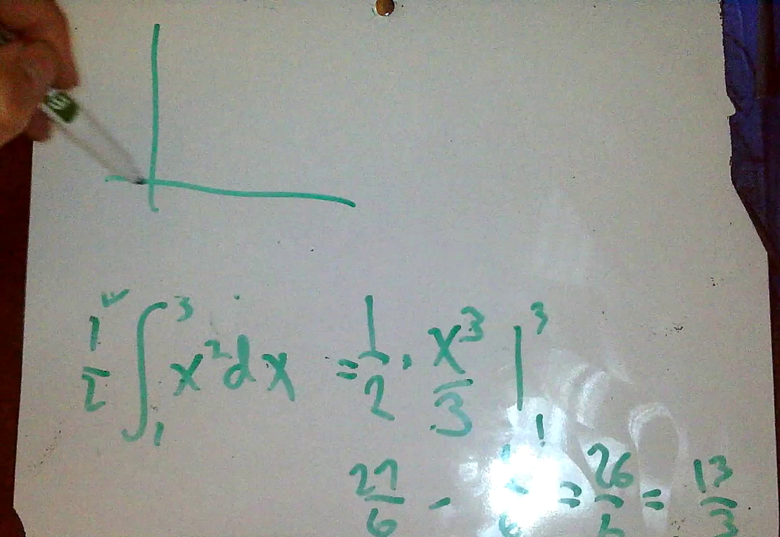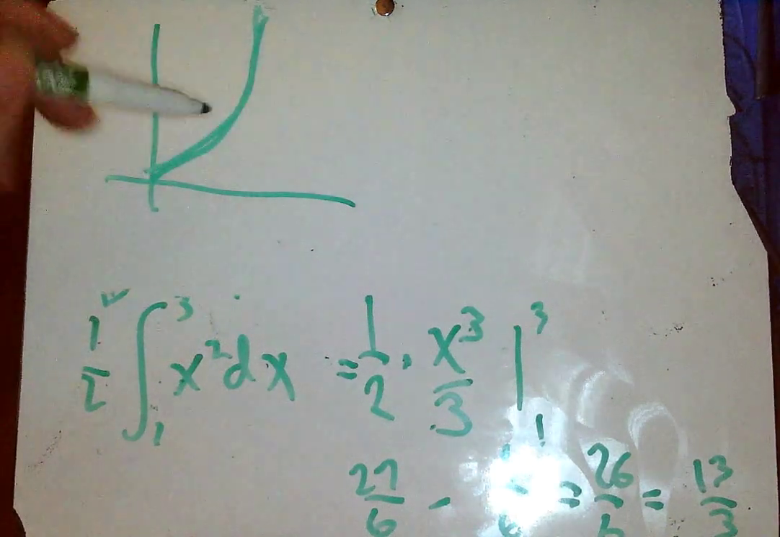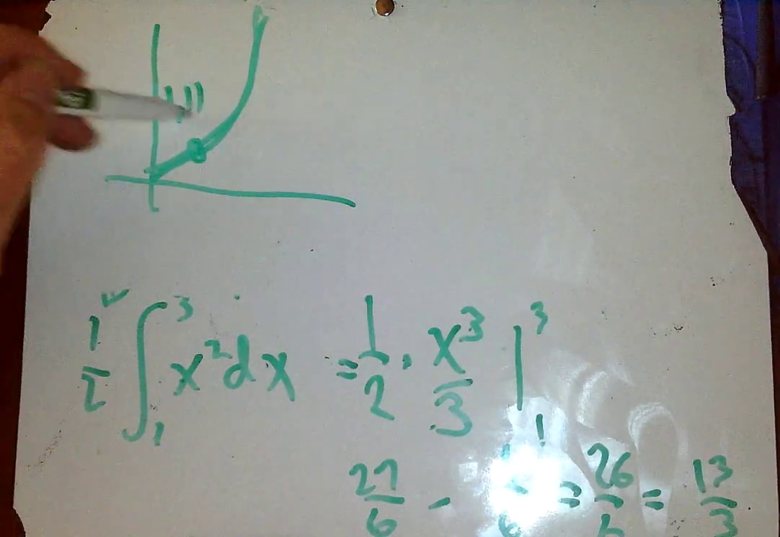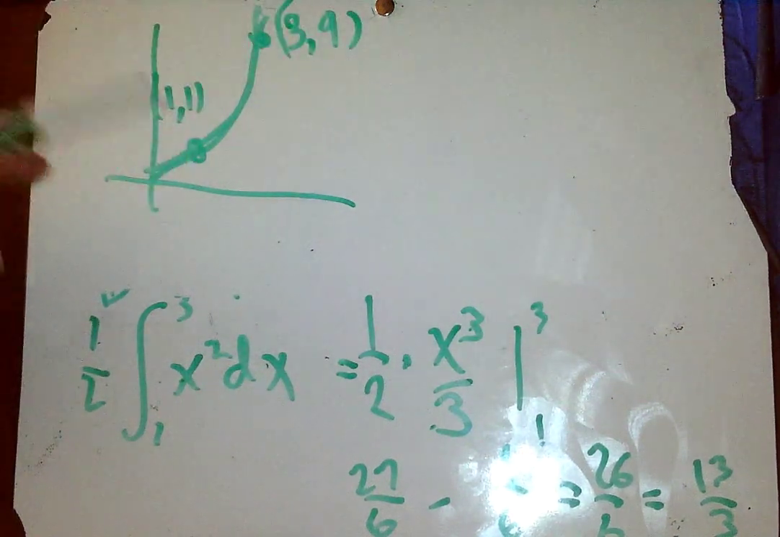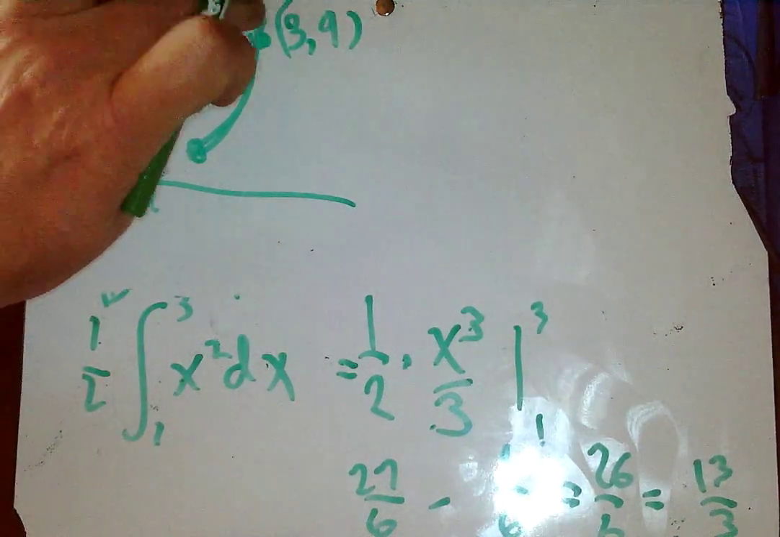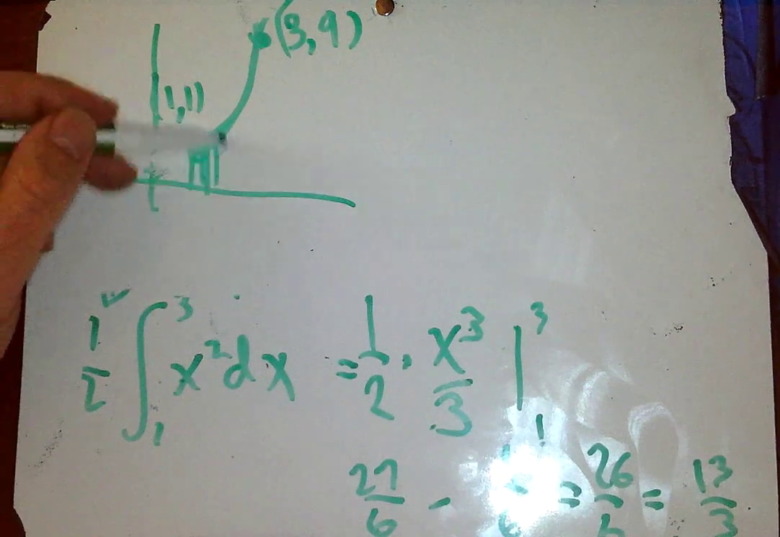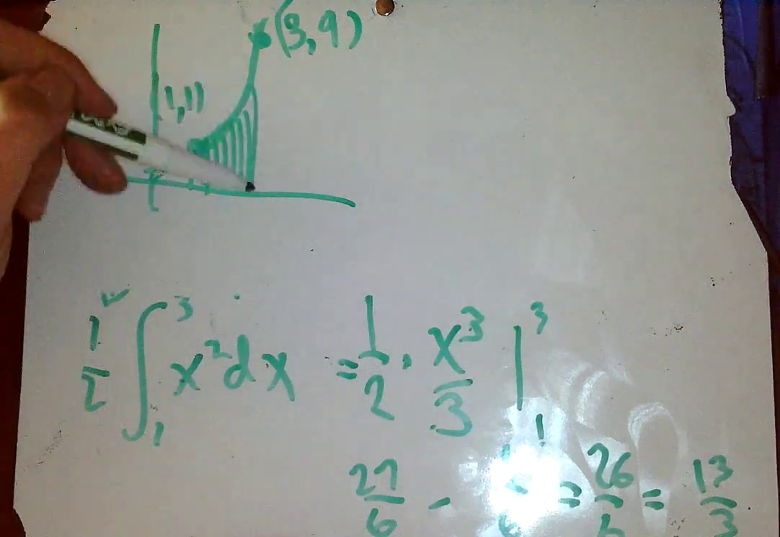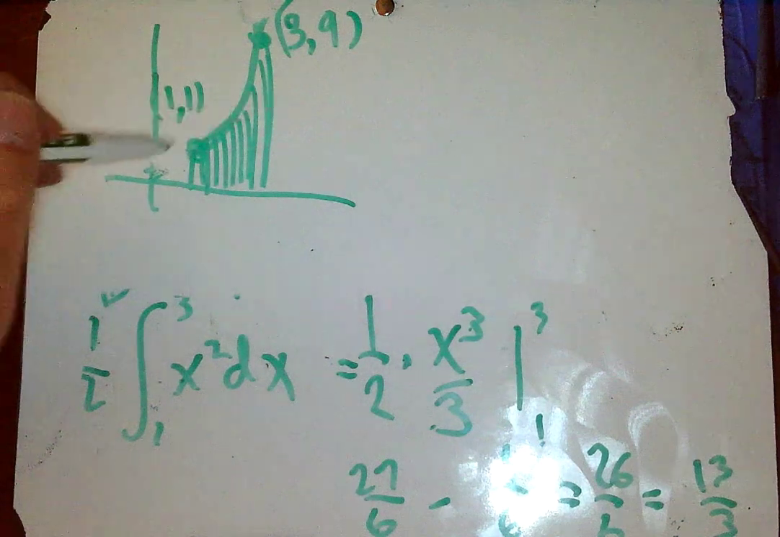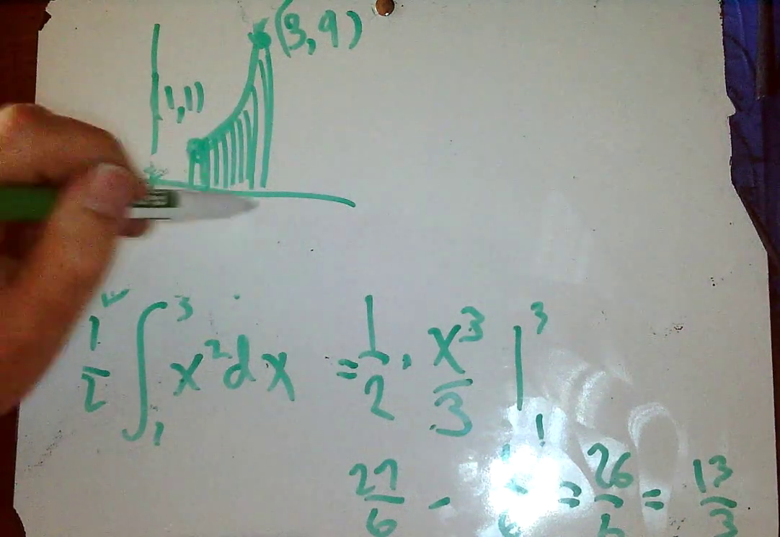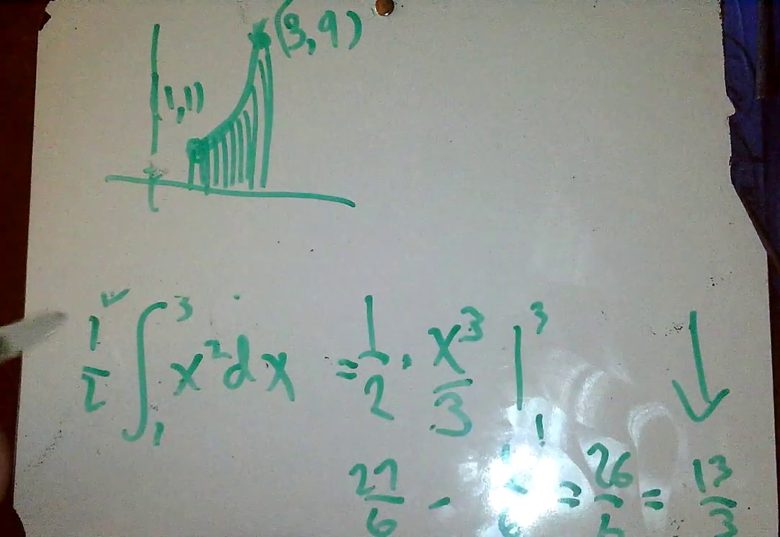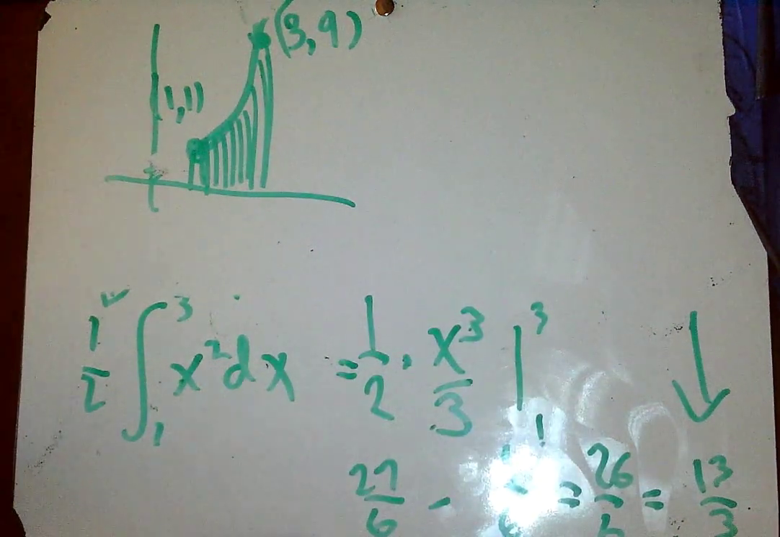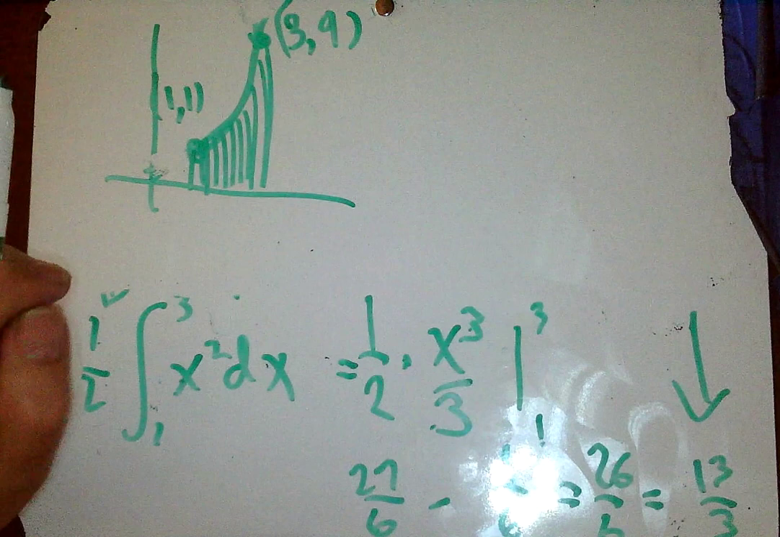So here's a graph of f of x. Here's the point 1, 1. Here's the point 3, 9. We're only looking between 1 and 3, and we're adding up all these heights. If we add up that infinite number of heights and divide by the infinite number of heights that there are, we get this. Now let's see if that makes any sense.